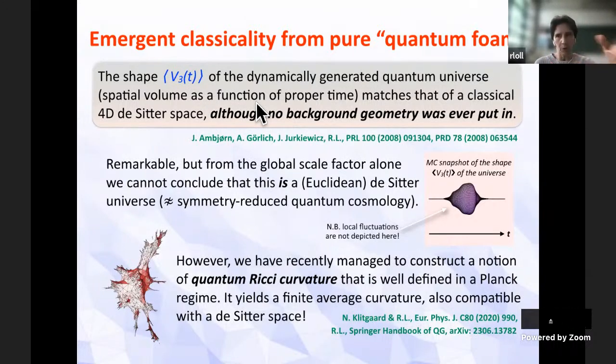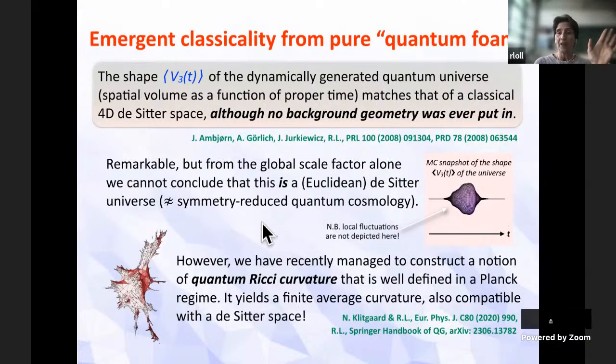So there is a notion of proper time that comes with this formalism. And it turns out, if one measures this, in the sense of expectation values, it matches what we call the volume profile of a classical four-dimensional de Sitter space with great accuracy, although we never put in any background geometry, let alone a de Sitter geometry or made symmetry assumptions. So it's kind of a beautiful result.